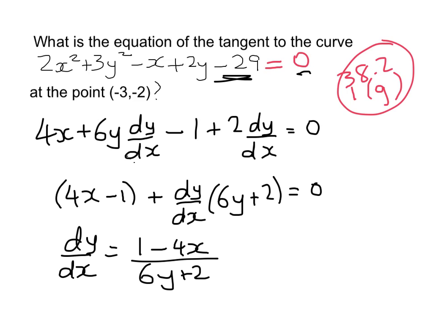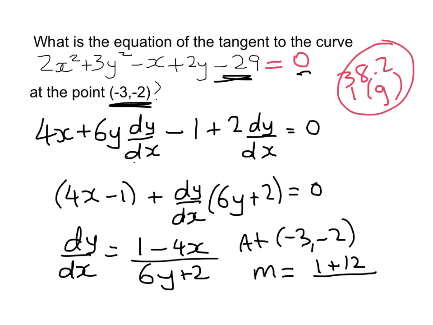And we want to find that gradient at this point. So we're going to substitute in both the x and the y values, and we'll call it m, shorthand for the gradient. So m equals (1 plus 12) over (negative 12 plus 2), over negative 10. Yuck, which is negative 13 over 10. On the next slide, we'll get the equation of the tangent using that gradient.